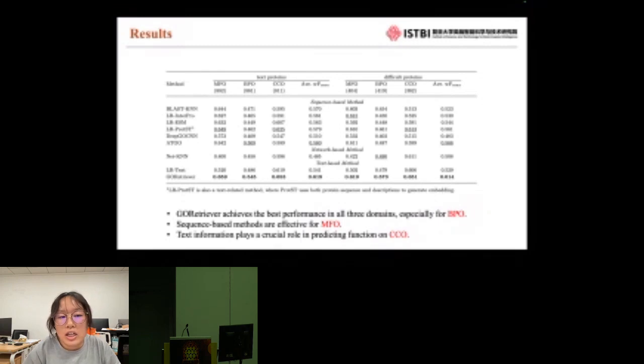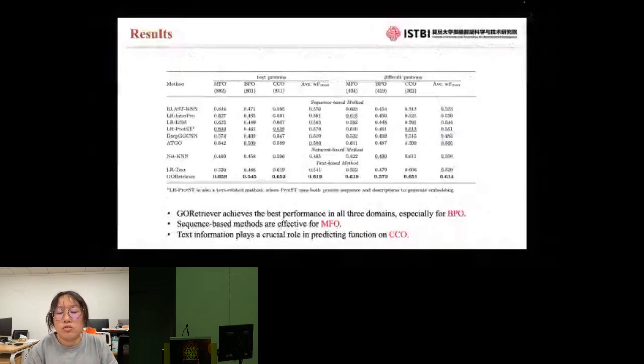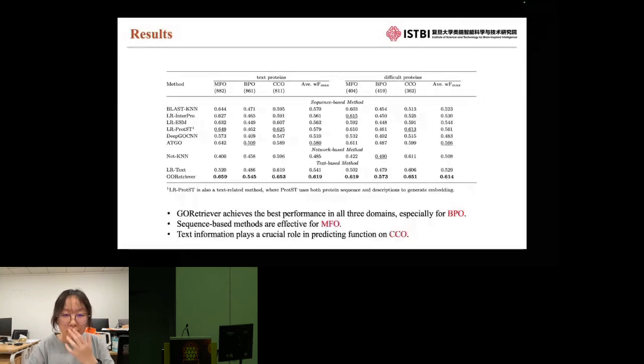As you can see, GORetriever achieves the best performance in all 3 domains, especially for BPO. And the sequence-based methods are effective for MFO, which is difficult to describe just in literature. However, text information plays a crucial role in predicting functions on CCO. As you can see, both LR test and GORetriever show great performance.